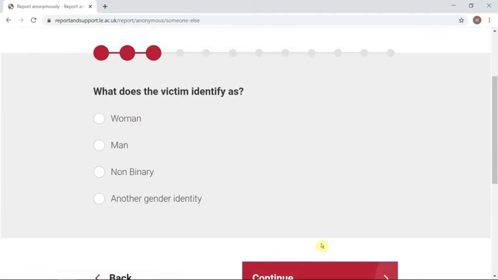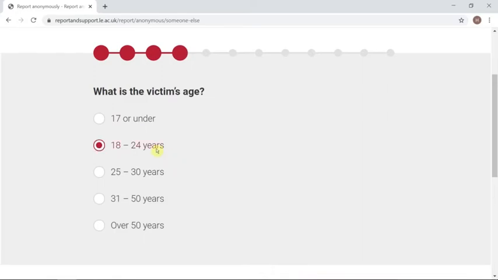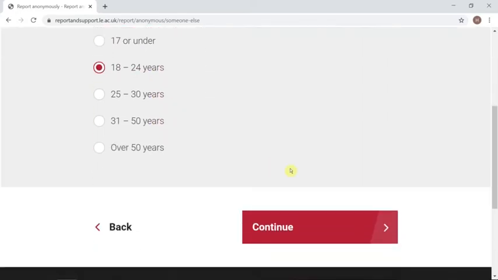Questions 3 and 4 then ask some basic demographic information around gender identity and age group. Again, this is the student's gender identity and age group, not yours as the staff member disclosing on their behalf.